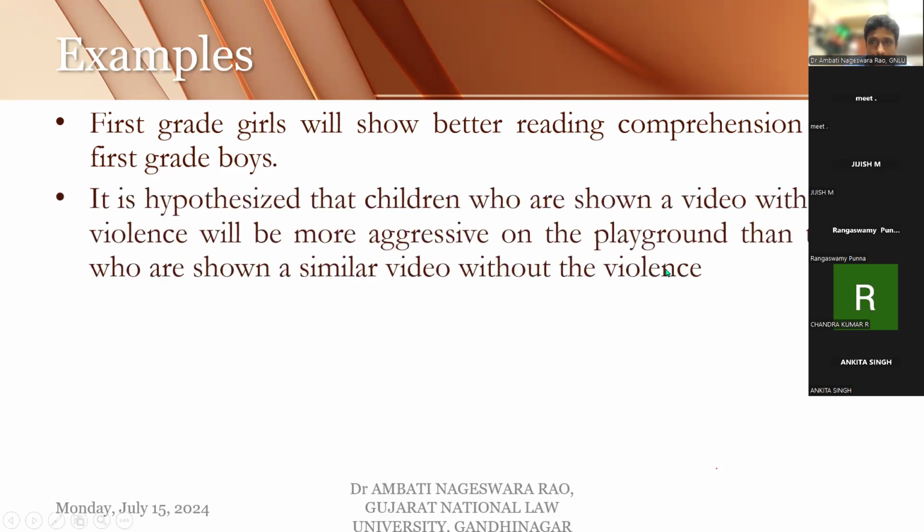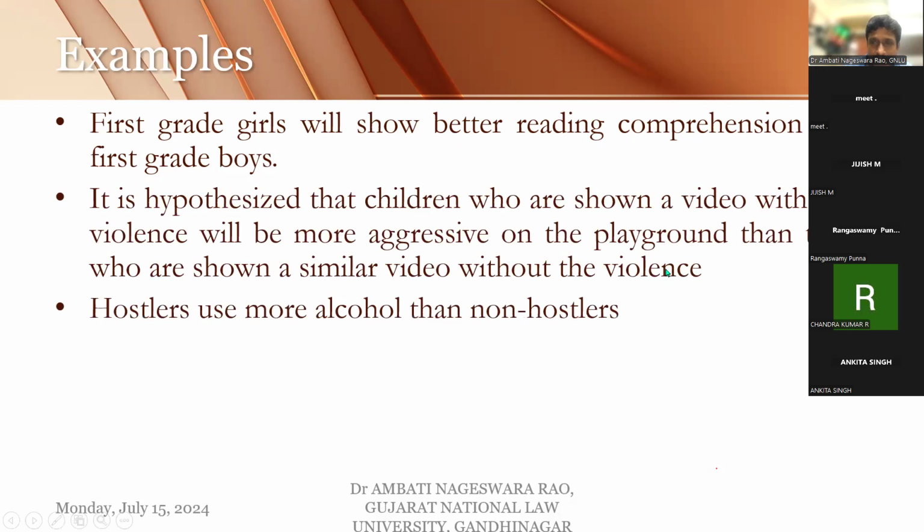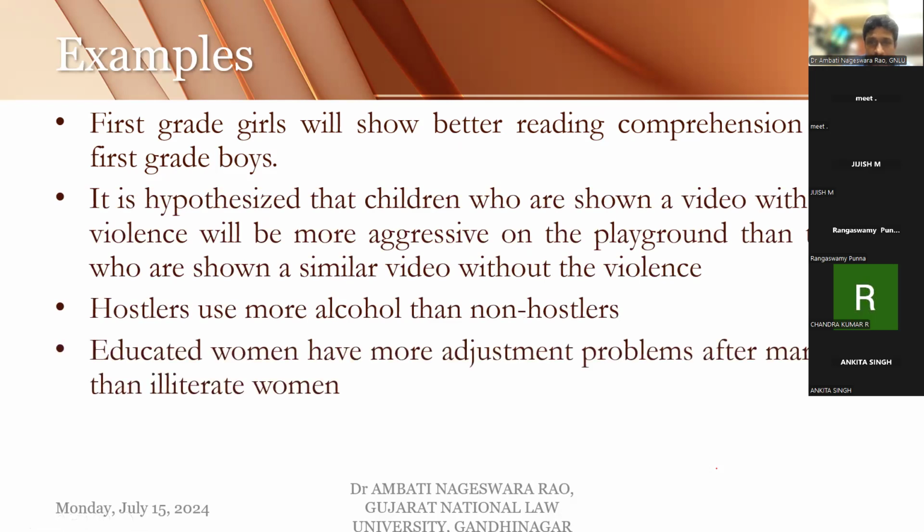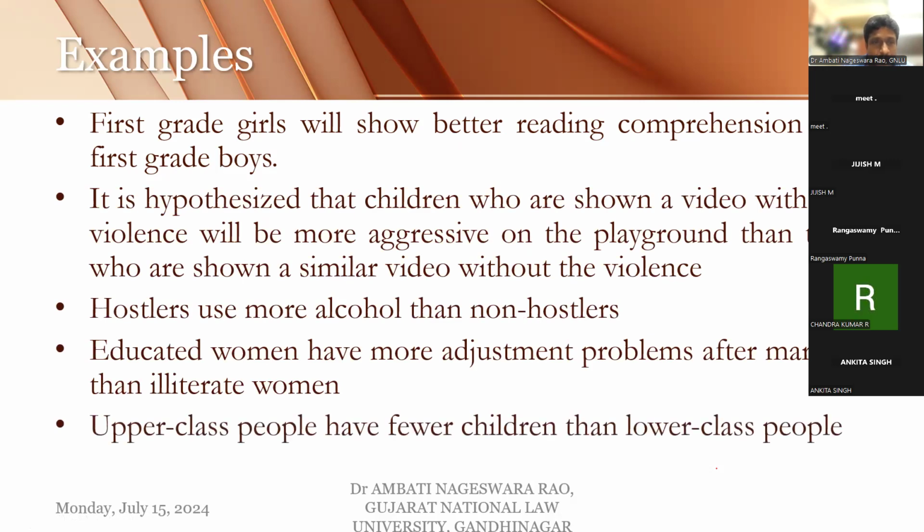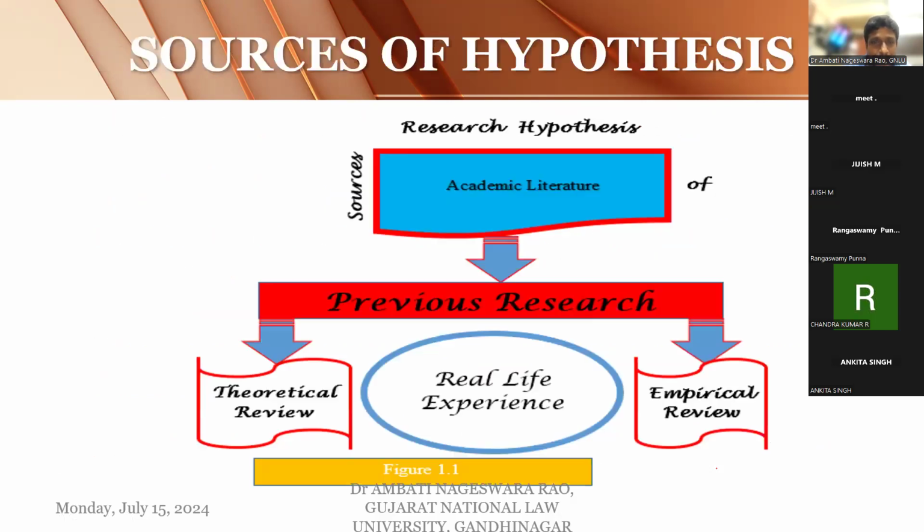So we have a number of variables and a number of hypotheses, so we can frame them. You can go through this particular slide later on. Okay. Hostelers use more alcohol than non-hostelers. So staying in a hostel is an independent variable. Using alcohol is a dependent variable, right? So we have so many other examples.